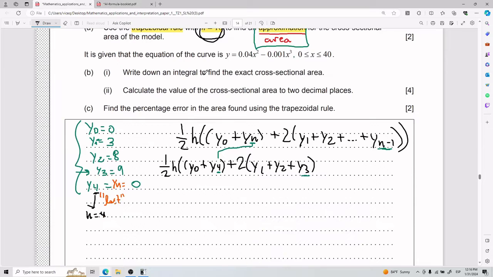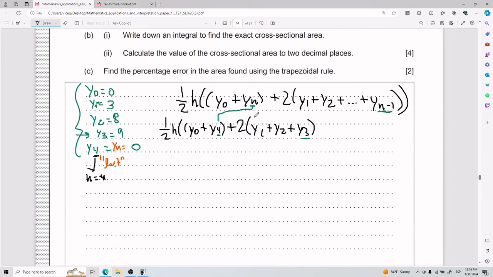Point is, I rewrite my formula to make it a little bit more friendly. I don't have n anymore, I have a 4 here. I don't have n minus 1, I have a 3 here. And now I'm good to plug in. So we know that h equals 10. This over here is an n, just to show that the last value for y is going to be your n.